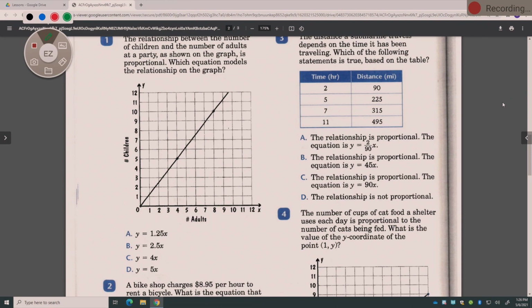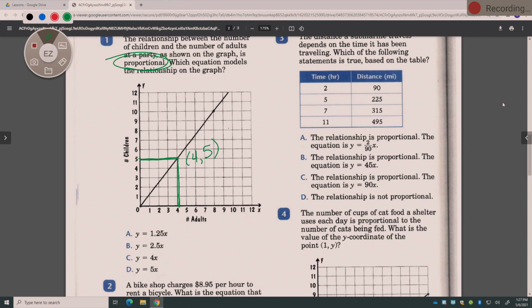The relationship between the number of children and the number of adults at a party is shown on the graph and is proportional. Which equation models the relationship on the graph? So if I look, the easiest thing to do is find your first point that actually intersects a whole number x and a whole number y. So that first point is right here, right? Do you see how that 5 and that 4 both come together at that point? So that point is x equals 4 and y equals 5.